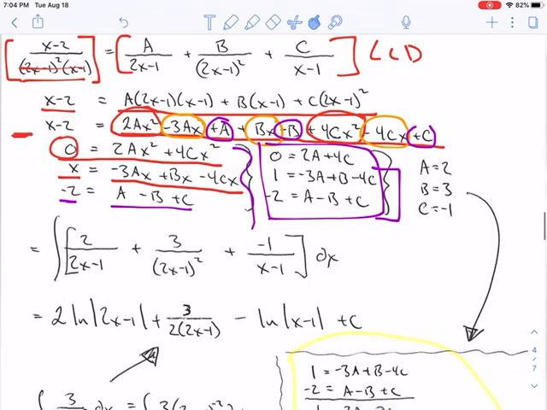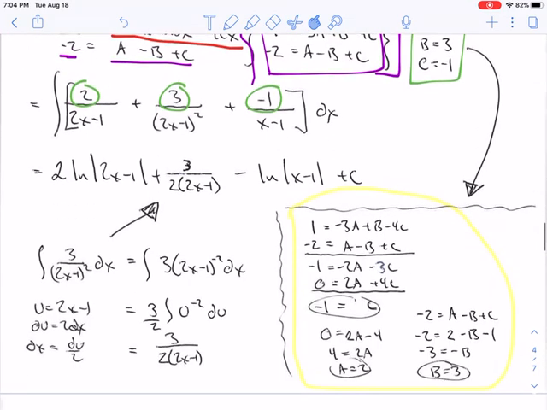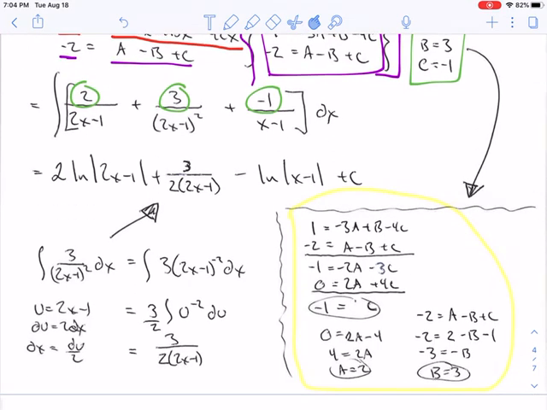So I'm just going to get into the calculus part here now. So we've got A, B, and C. And so I put A in the numerator, B in the numerator, C in the numerator. And now we want to integrate. And so the first one is just a log rule again. 2 times the natural log of the absolute value of 2x minus 1. And the same thing with the last one. It's a log rule. The one in the middle, you're going to have to use some u substitution.